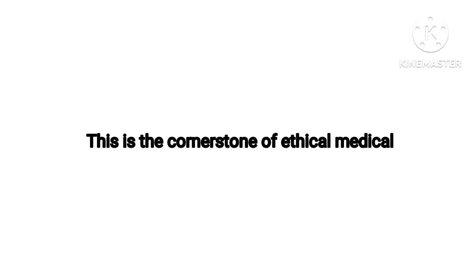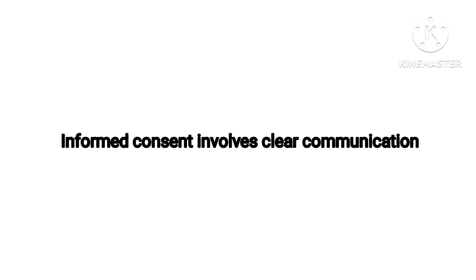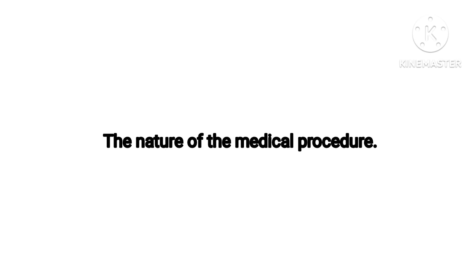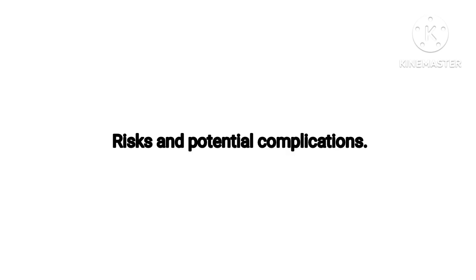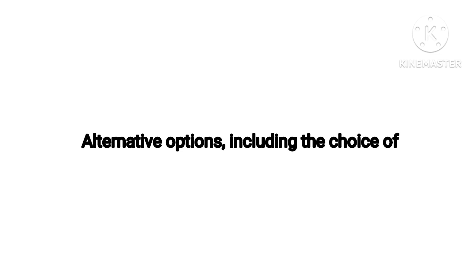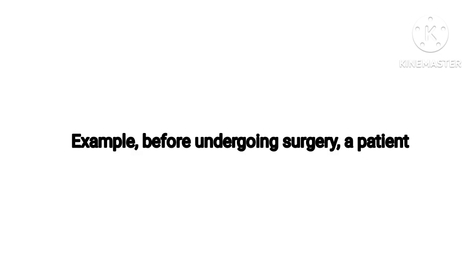Types of consent. 1. Informed consent. This is the cornerstone of ethical medical practice. Informed consent involves clear communication about the nature of the medical procedure, risks and potential complications, alternative options, including the choice of no treatment. Example: before undergoing surgery, a patient signs a consent form after a detailed discussion with their surgeon.